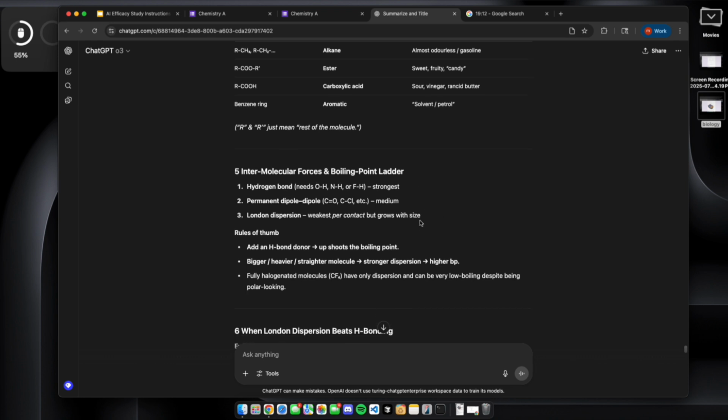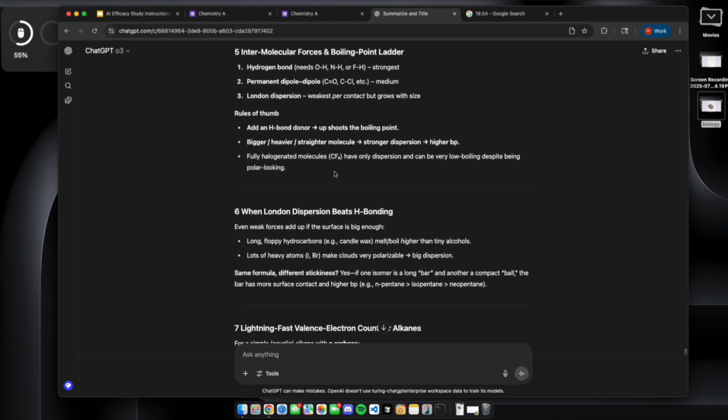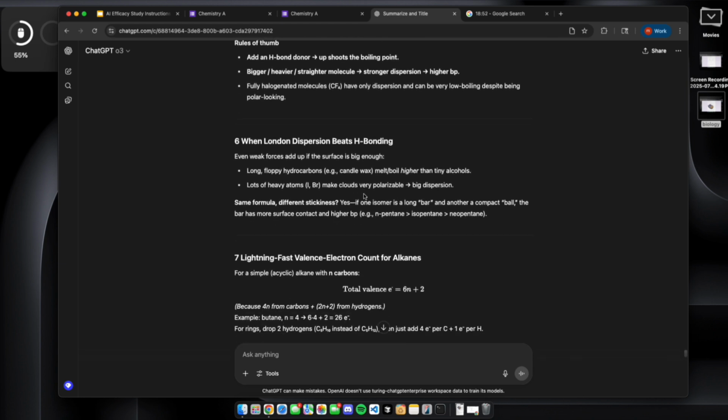Intermolecular forces and how they affect boiling point. Hydrogen bonding needs OH or NH and is strongest. Permanent dipole-dipole is medium. London dispersion is weakest per contact but grows with size. Okay. Even weak forces add up if the surface is big enough. Long floppy hydrocarbons like wax melt and boil higher than tiny alcohols. Lots of heavy atoms make clouds very polarizable, giving big dispersion.